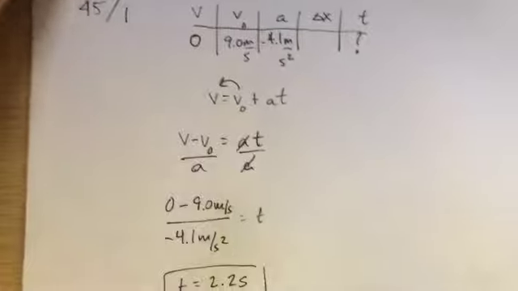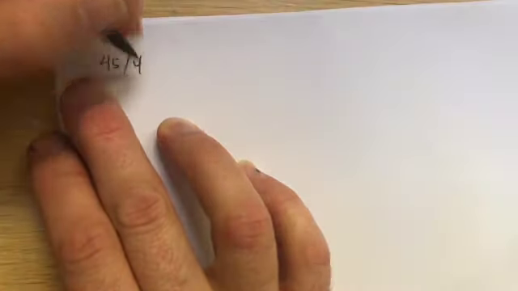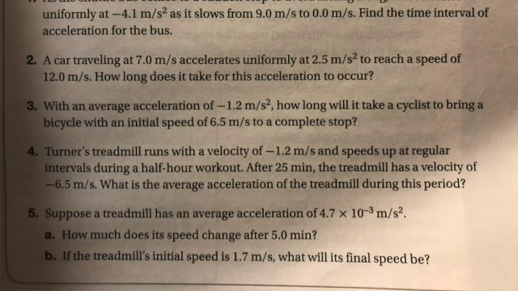All right, let's move on to number 4. Turner's treadmill runs with a velocity of negative 1.2 meters per second and speeds up at regular intervals during a half-hour workout. After 25 minutes, the treadmill has a velocity of negative 6.5 meters per second. What was the average acceleration of the treadmill during this period?